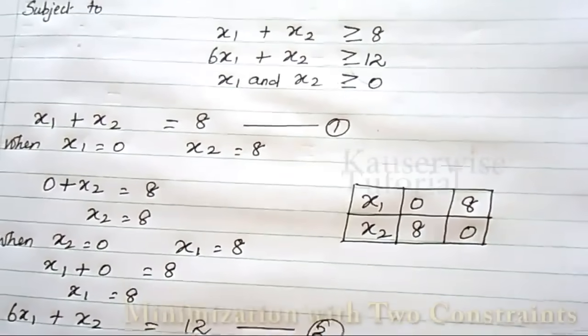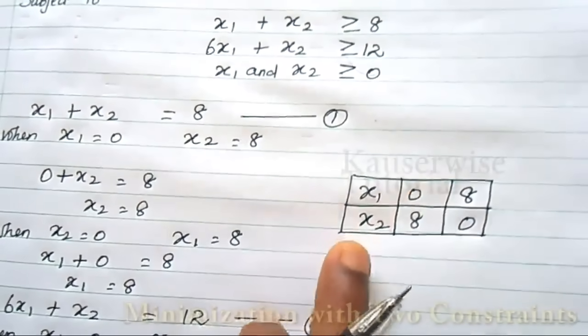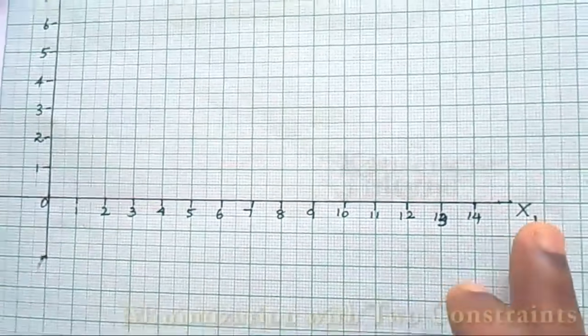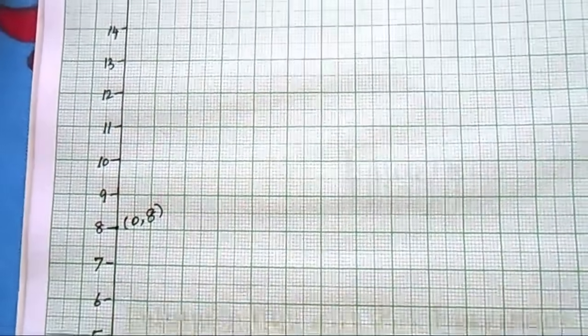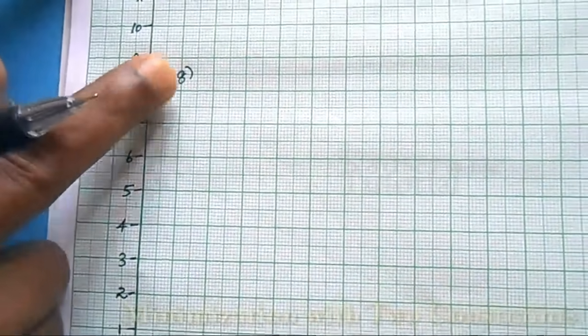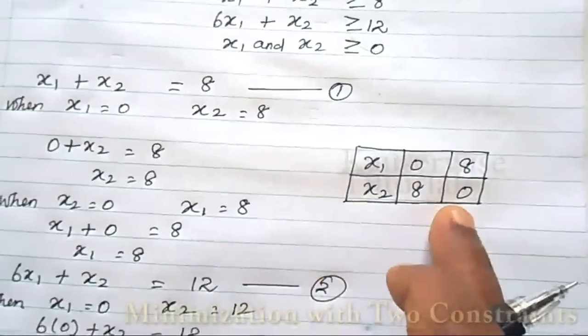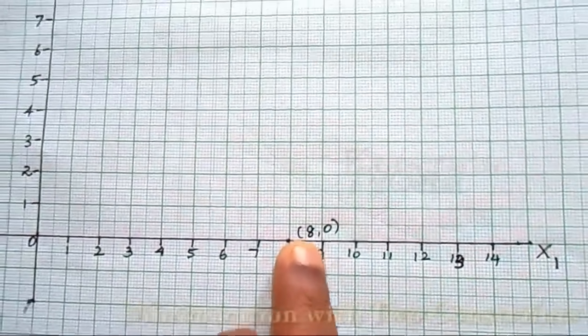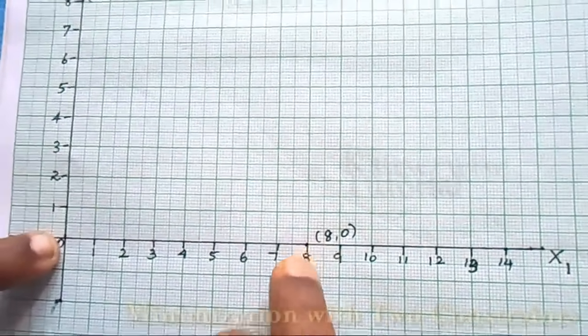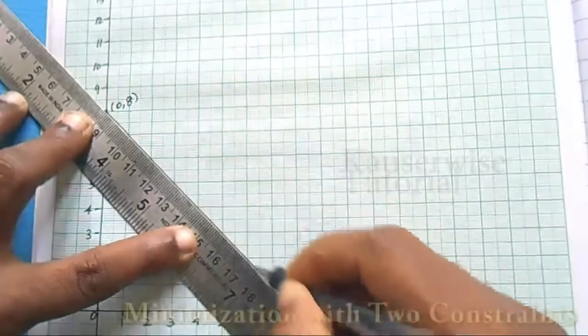Now, I am going to draw a line for the first equation. This is the x1 axis. This one is the x2 axis. The first point is x1 is 0, x2 is 8. The second point is x1 is 8, x2 is 0. So, this is the point. Now, we need to join the two points.